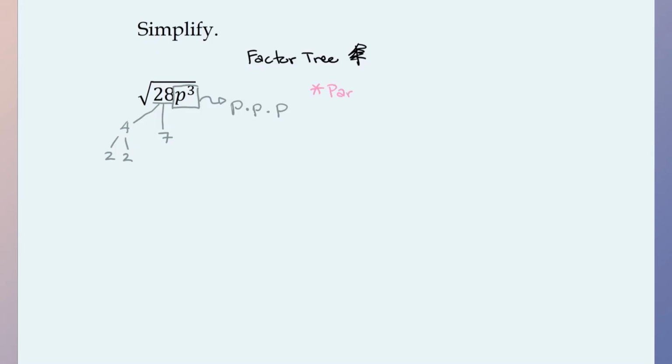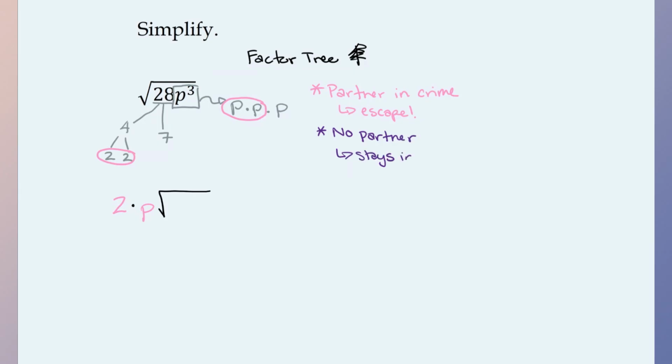With our factor tree and our variables, we're going to look for partners in crime. So you always need a buddy to escape our radical jail. So here we have a pair of 2's, and I also have a pair of the variable P. Those are going to go escape up out of our radical jail, and they're going to go out front. So we have 2 times P. And then left over inside of our radical is going to be anyone without a partner. So no partners, they unfortunately get to stay in our radical jail because they didn't have a buddy to escape with.